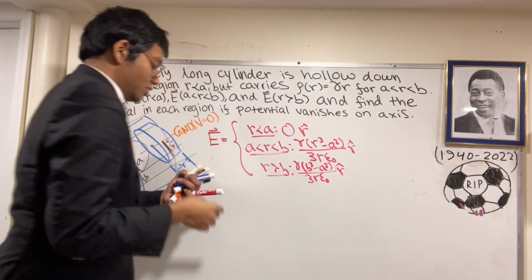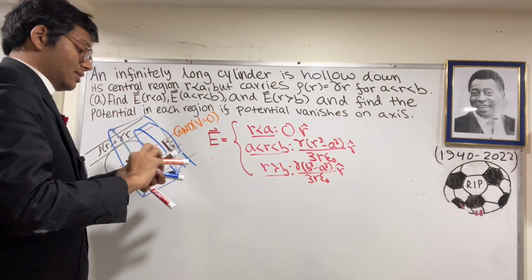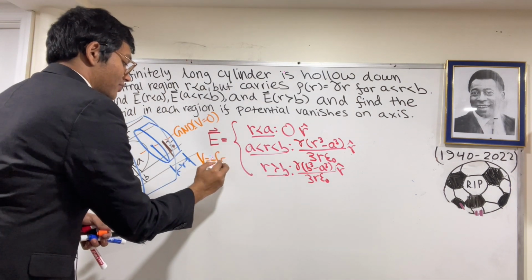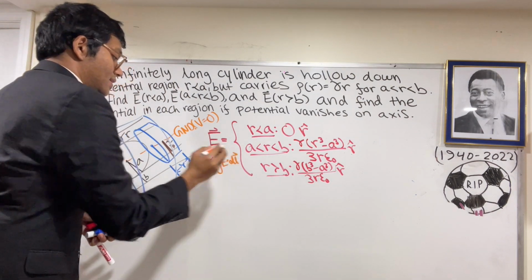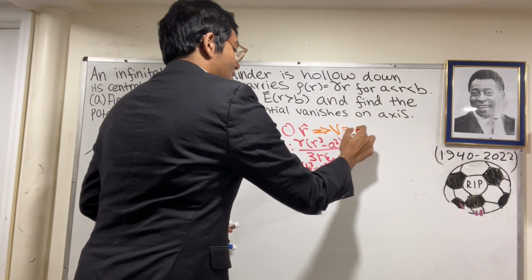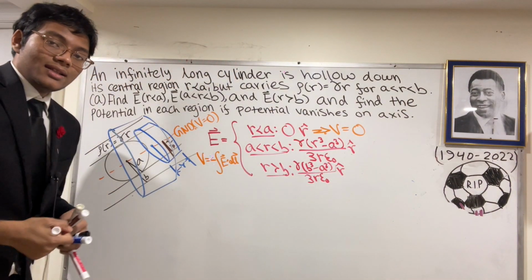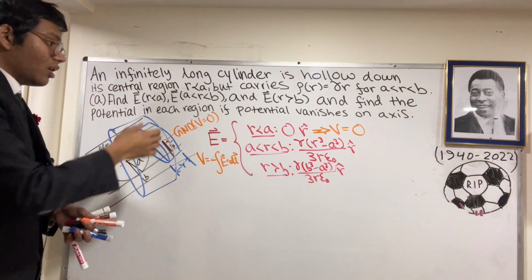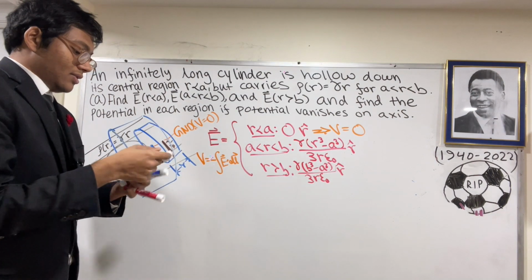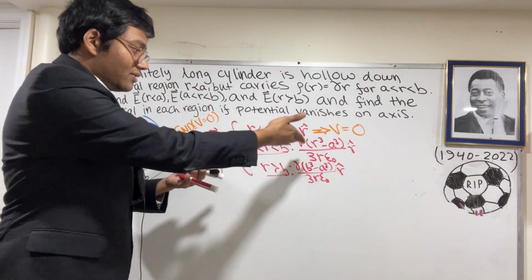So remember the potential, let's pick orange. The potential is simply minus the integral of the electric fields over a certain path, dl. So if we integrate 0, of course, we'll get 0. Electric potential inside the hollow region is simply going to be 0. What about here? Well, that is simply going to be the integral of all of this.